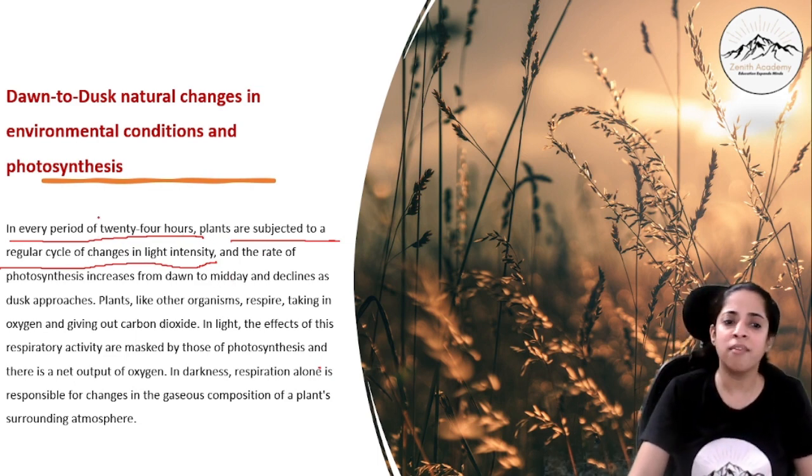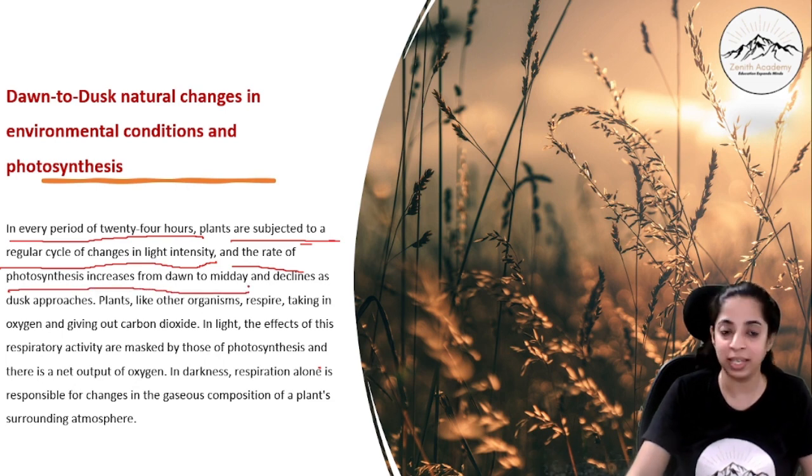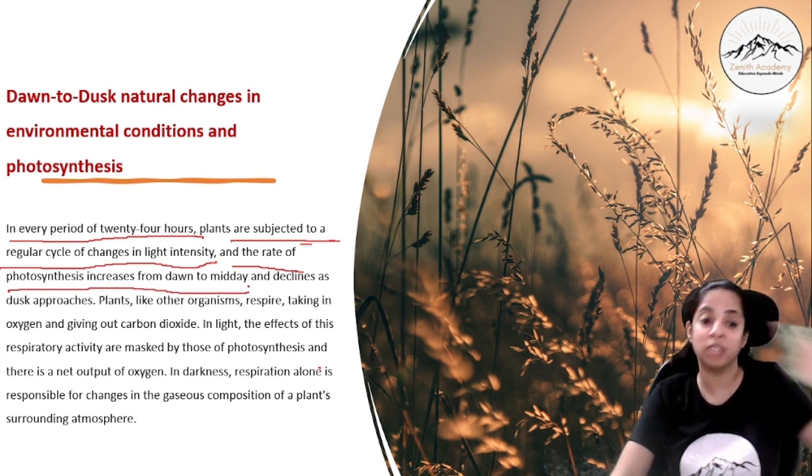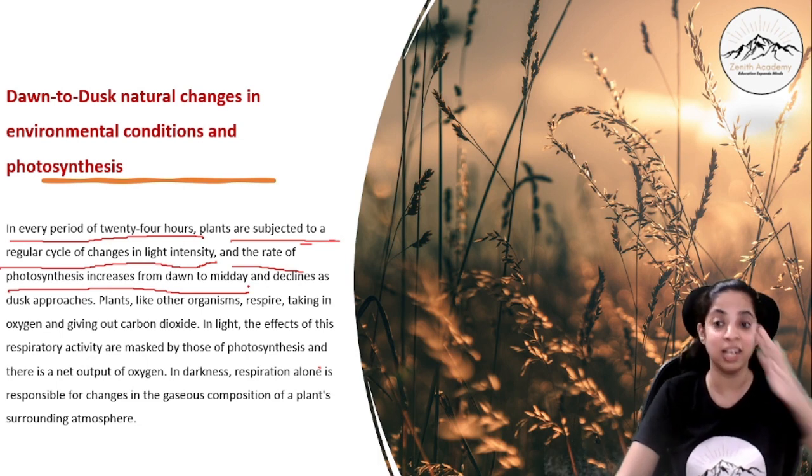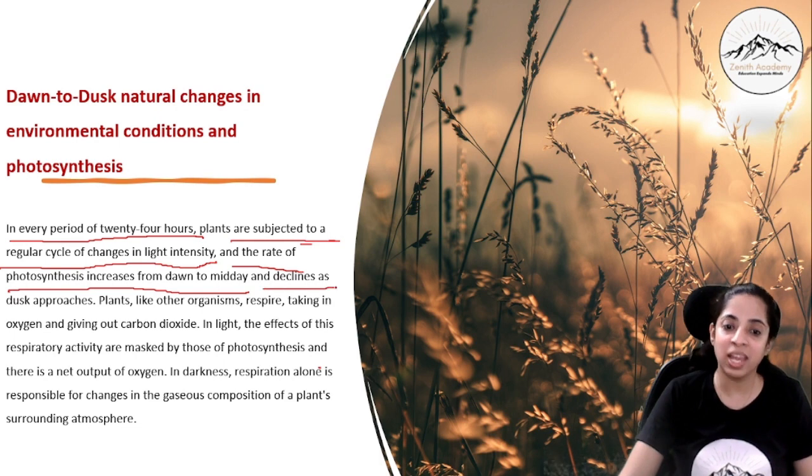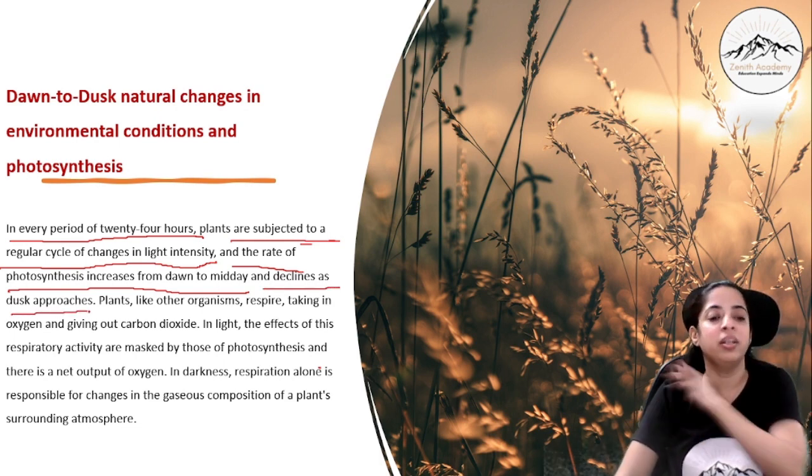So in every period of 24 hours, plants are subjected to a regular cycle of changes in the light intensity. And the rate of photosynthesis increases from dawn to midday. जैसे जैसे afternoon होती है, midday होता है, rate of photosynthesis increases, correct? Because the intensity of light is increasing. And then it declines as dusk approaches. जैसे जैसे evening आती है, it declines.